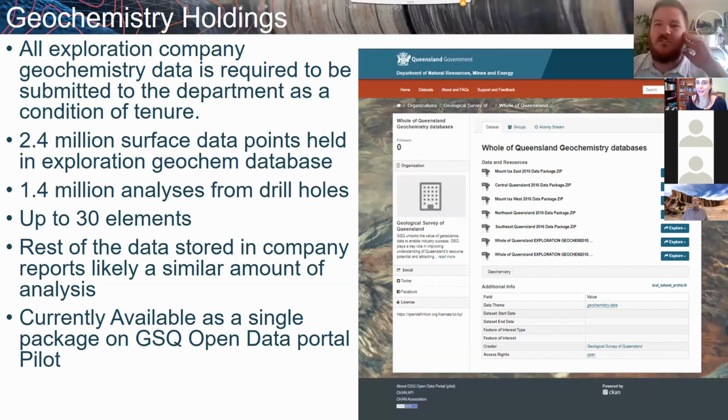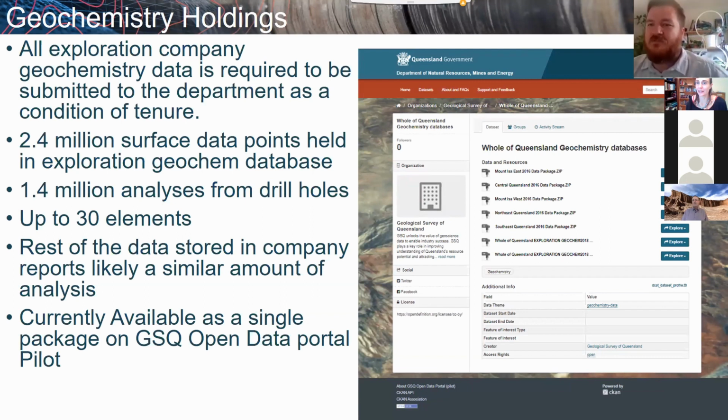All data collected on exploration tenements in Queensland is required to be submitted to the state as a requirement of holding the tenure in Queensland. So all the data is stored in QDEX or its replacement, which is the open data portal, which I've put up here, which is in pilot mode at the moment, but is functional for company reports and geochemistry.